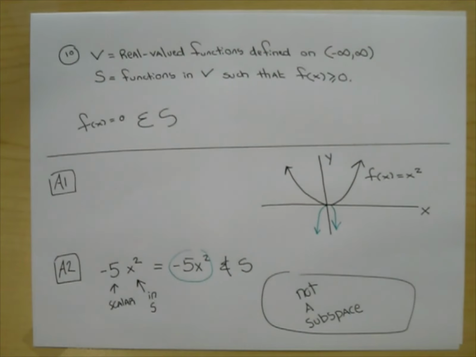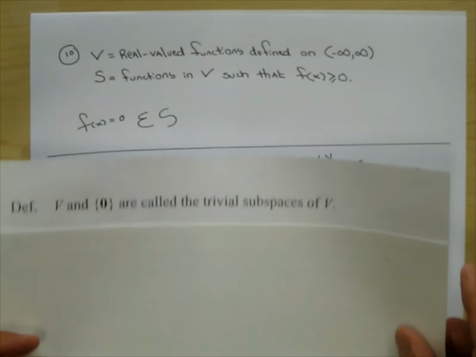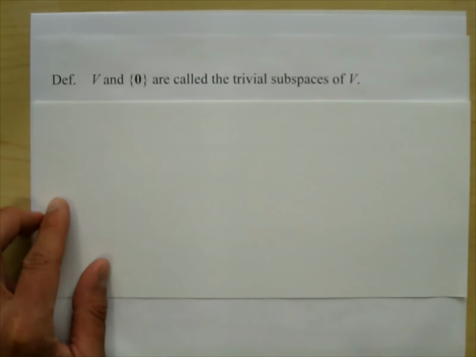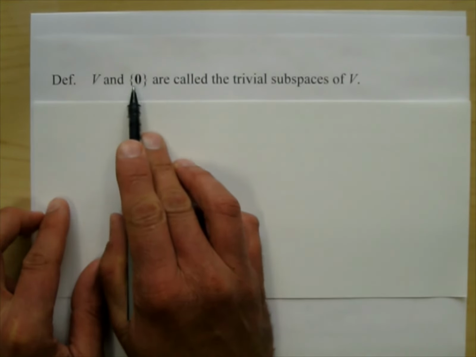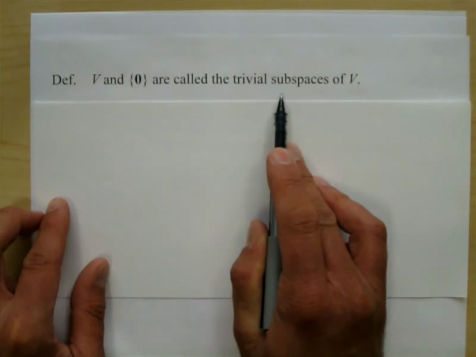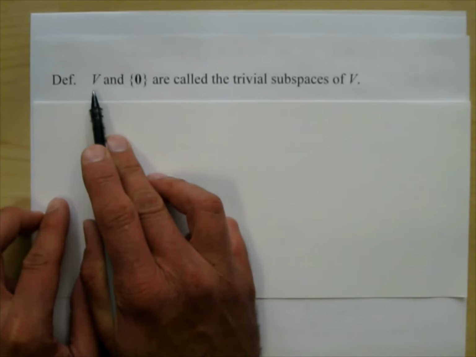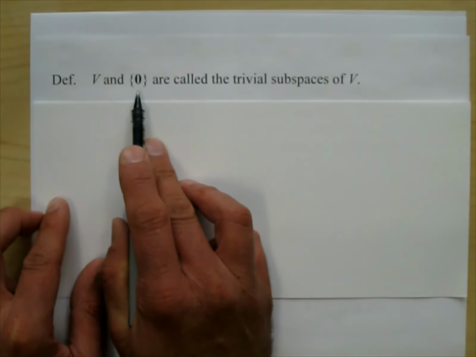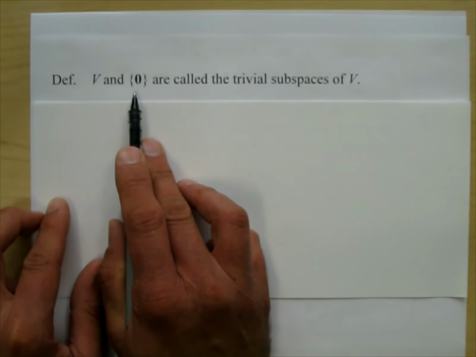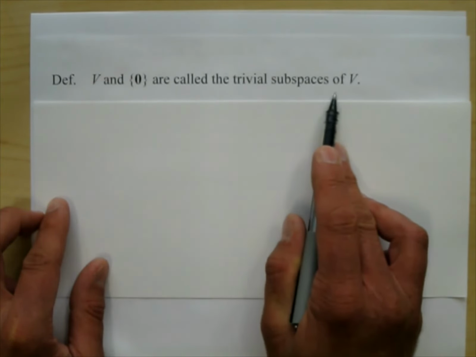Let's go ahead and look at a few other things. Next problem. Oh, well, let's not look at the next problem. Let's look at some definitions. The vector space V, and the vector space just containing the 0 vector, are called the trivial subspaces of V. So V is a subspace of itself, just like it's a subset of itself. The vector space containing only the 0 vector is not very interesting, but it is still a vector space. Those are trivial subspaces of V.